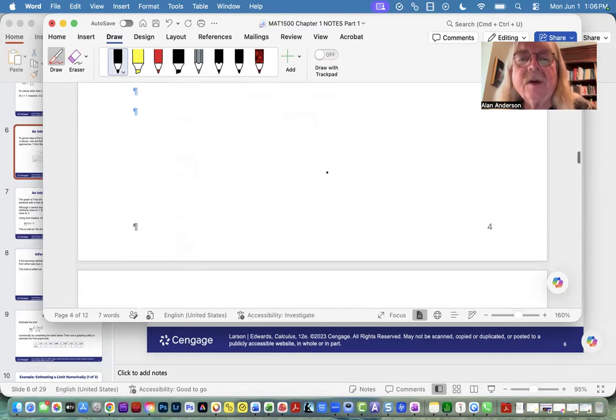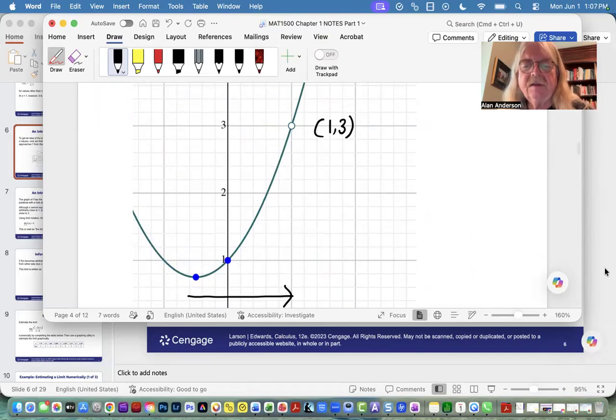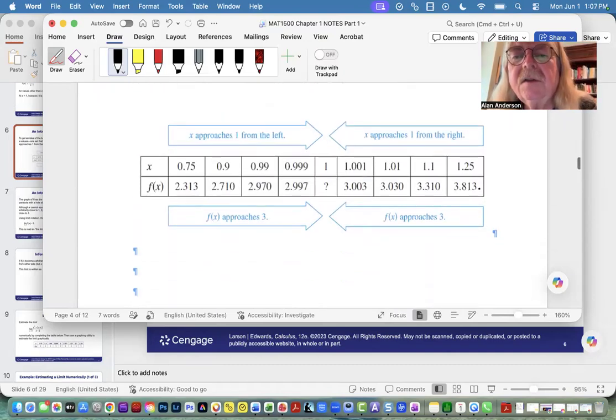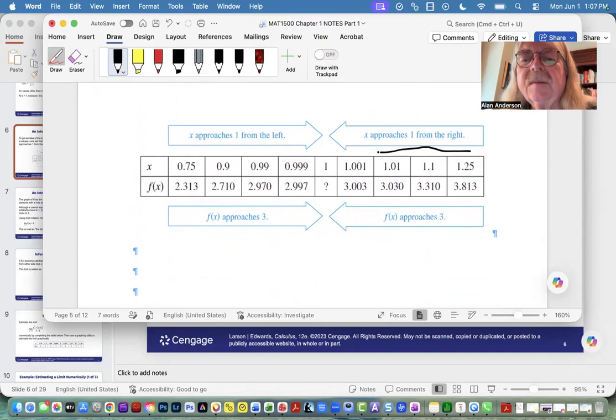If I go from the other direction with the larger values of x, you notice that these numbers are getting closer and closer to 3. So starting with large values of x and reducing them awfully close to 1 on this side, this number is really close to 3. Coming from this side, as the x's get smaller, but never quite reach 1, the function gets really close to 3.